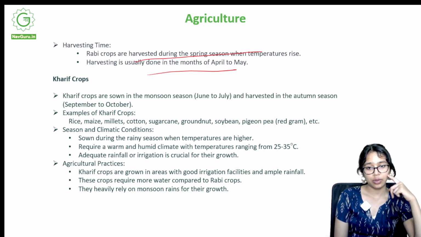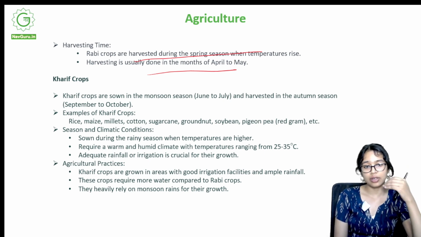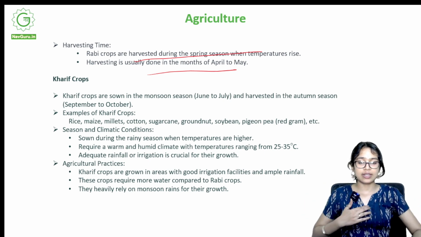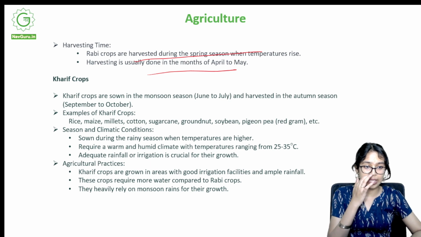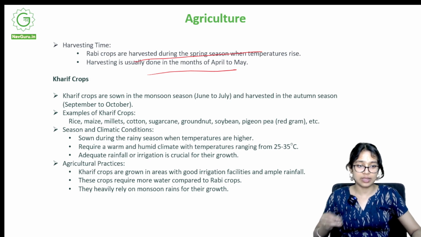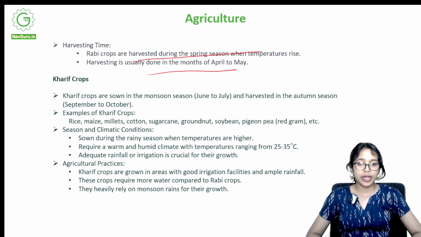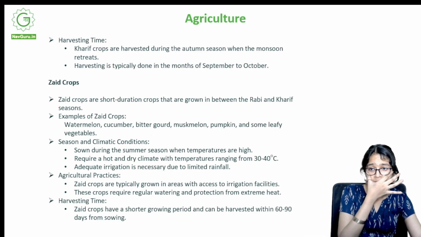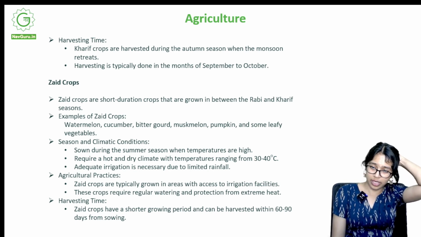Agricultural practices. Kharif crops are grown in areas with good irrigation facilities and ample rainfall. Another important thing is that ample rainfall is also necessary. For any kind of crop, there is a certain amount of water that it requires to get its required nutrients. So good irrigation facilities are necessary almost everywhere, except for certain house plants that you keep at home, which can be stored in the dark as well. For crops to grow, water is very necessary because it has some essential nutrients. These crops require more water compared to Rabi crops. They rely heavily on monsoon rains for their growth.